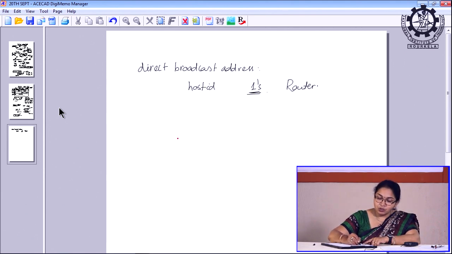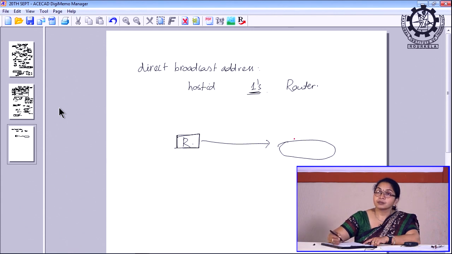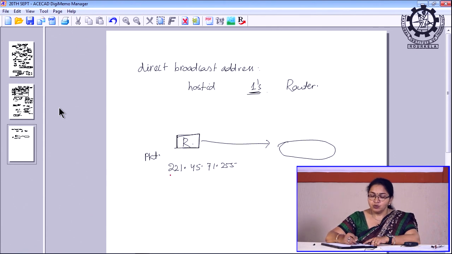So, when a packet comes to a router, let us say we have a router and this router is connected to a network. Now let us say the packet that comes to the router has the address 221.45.71.255. 221 means which class of addressing is this? C. So obviously the host ID is this one. And when we say host ID 255, it indicates that the host ID is all ones. So this is your net ID.